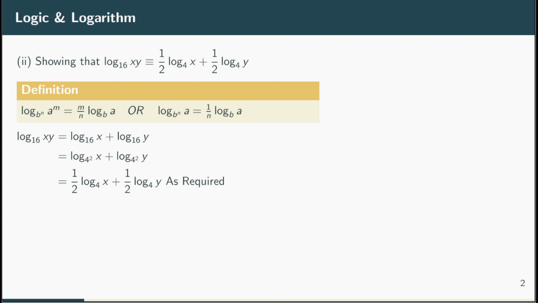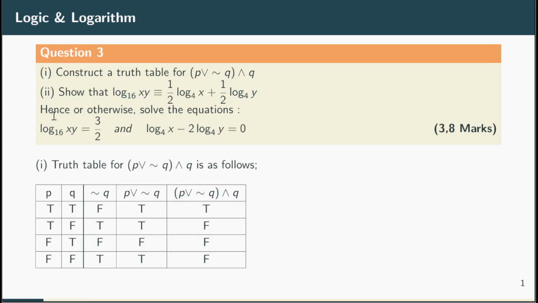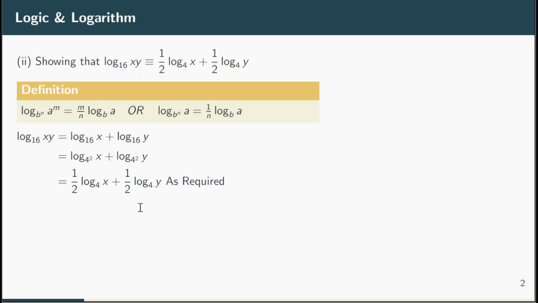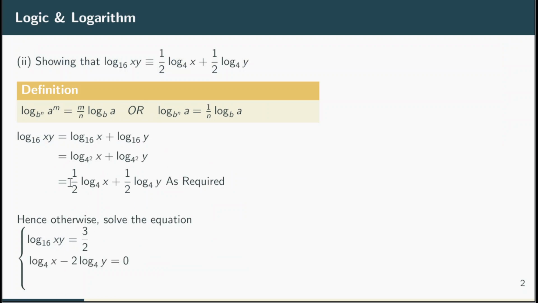So for the b part of the question, we were asked, hence, to use the knowledge of the a part, the first part, and solve this pair of simultaneous linear equations. So I'm going to write both equations. This is the first equation and this is the second equation. From the previous part, we had shown that log to the base 16 of xy can be expressed like this. So I will replace log to the base 16 of xy by this expression, and so I'll have half log to the base 4 of x plus half log to the base 4 of y is 3 divided by 2, and this equation remains as is.